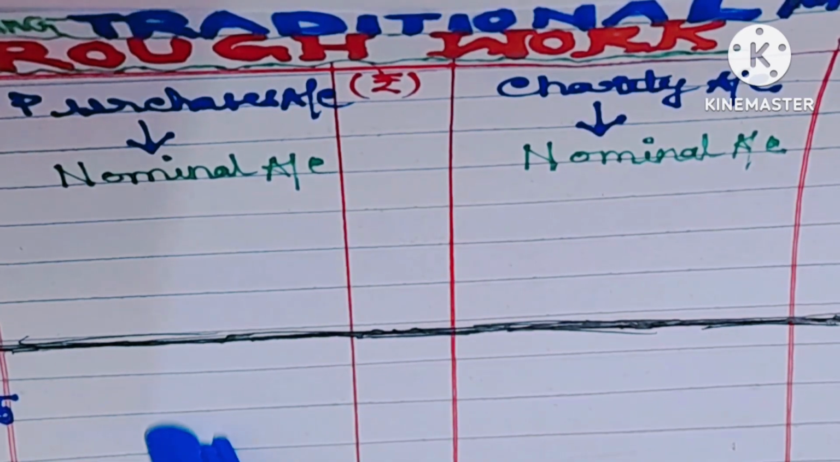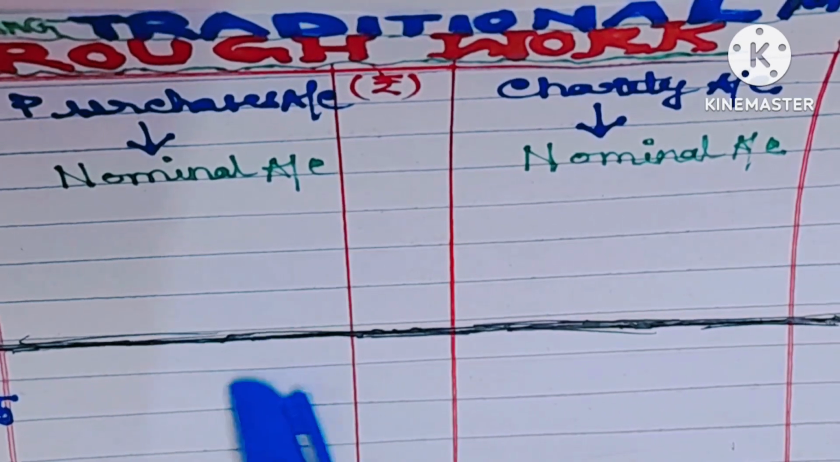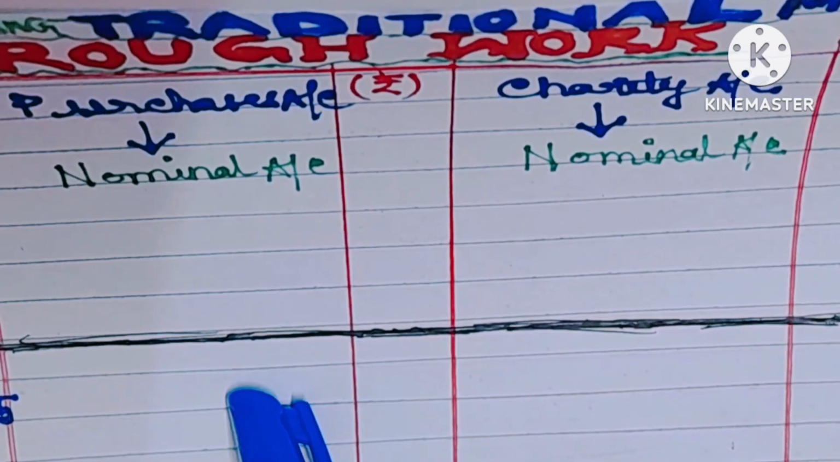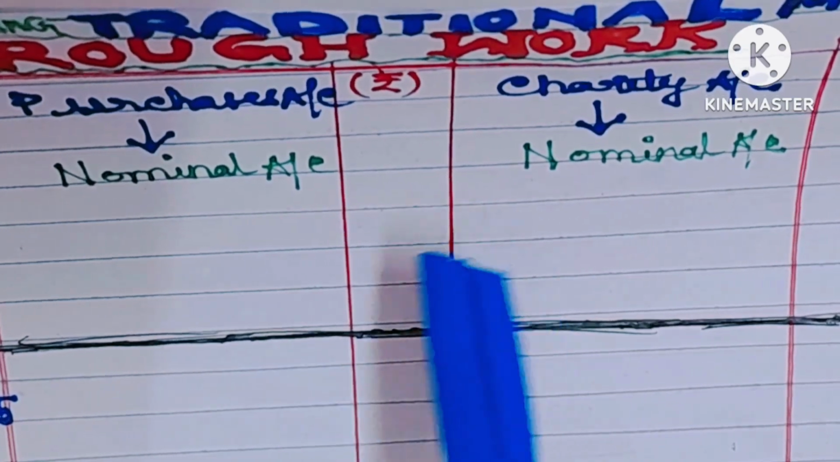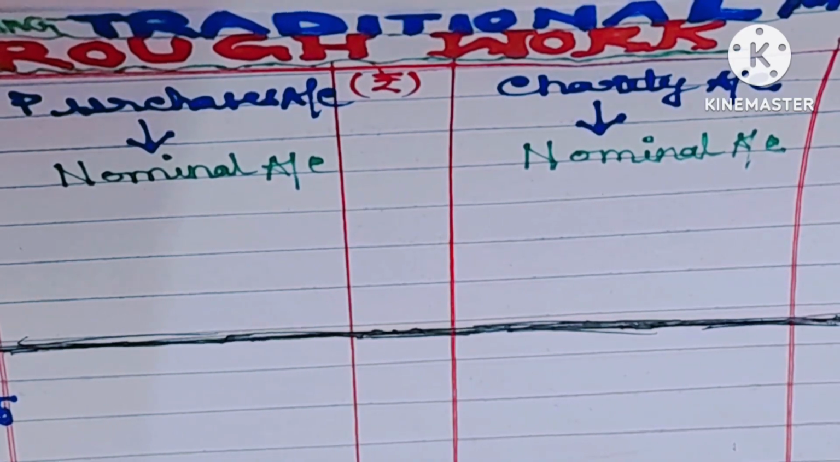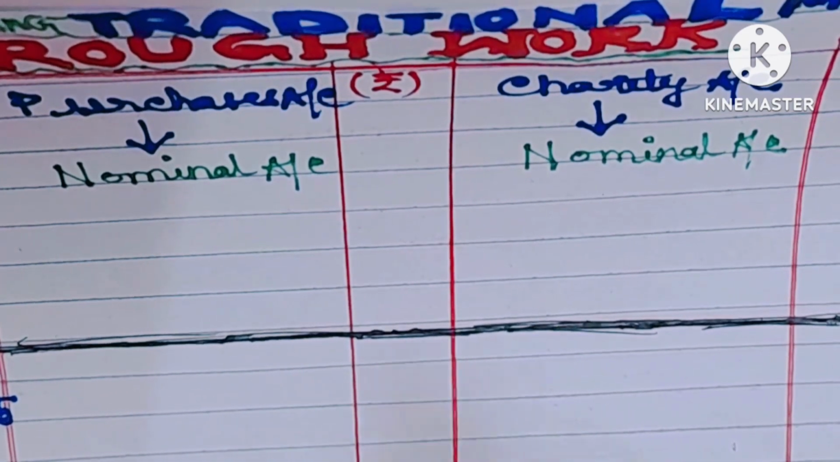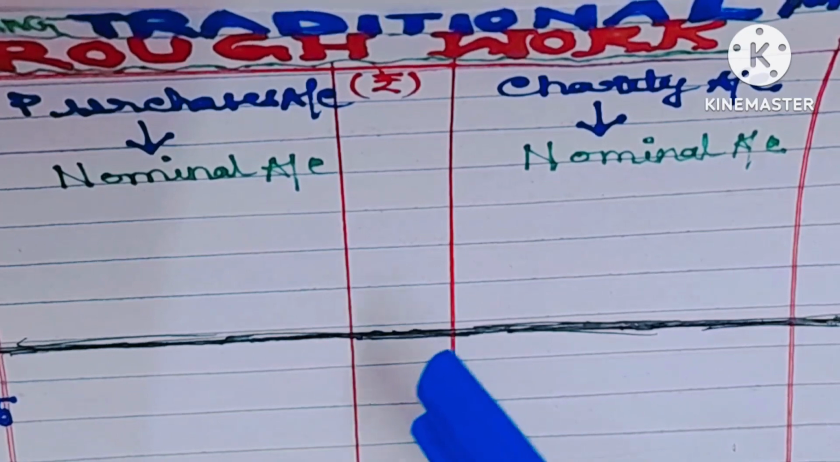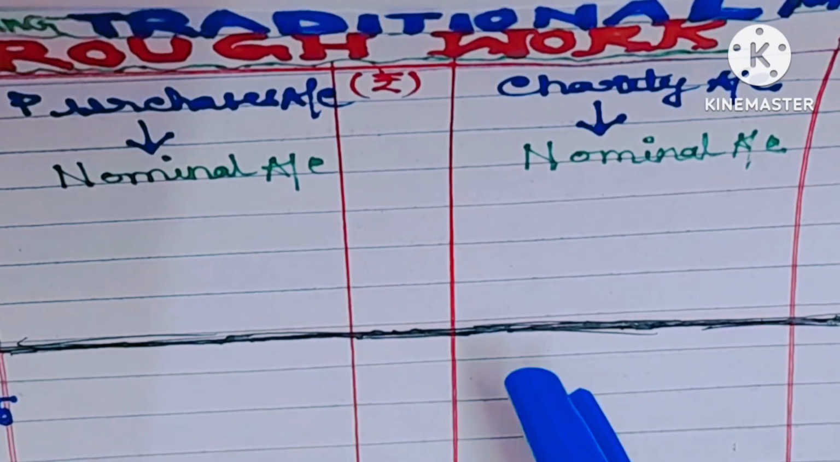Please remember, here purchases account should be credited because the purchases of the business is getting reduced by rupees 20,000. Because the goods purchased worth rupees 20,000 is no more in the business. Because Mamuni has given away goods worth rupees 20,000 as charity. So, goods worth rupees 20,000 is no more in the business.